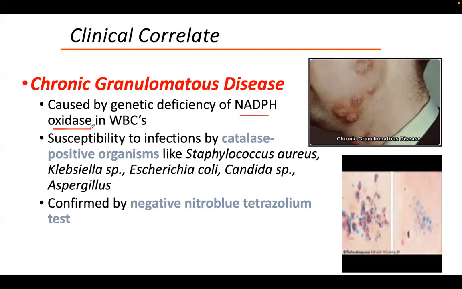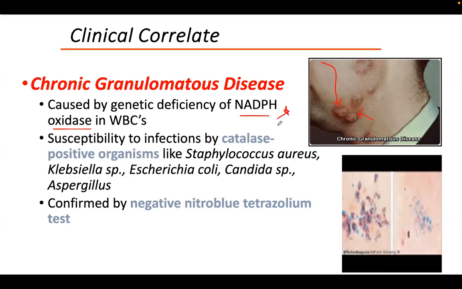Now, these individuals have defective neutrophils. They are prone to recurrent pyogenic infections and infections caused by catalase-positive organisms. We usually perform the nitroblue tetrazolium tests, and it would be negative in patients with CGD. They also present with granulomas of the skin, the scarring, like what you see here, hence the term granulomatous disease.